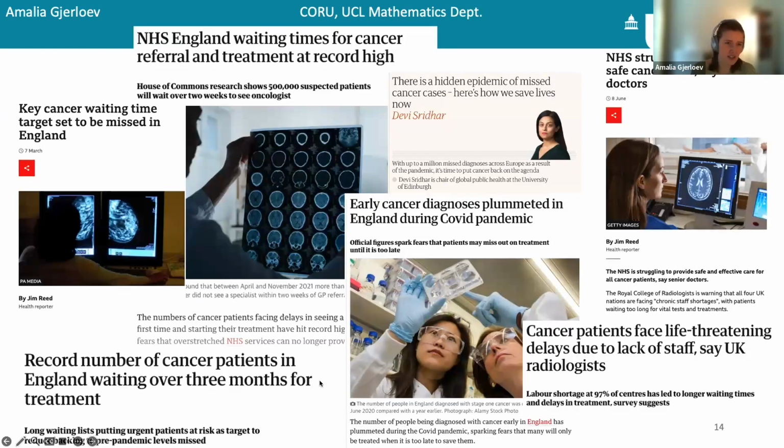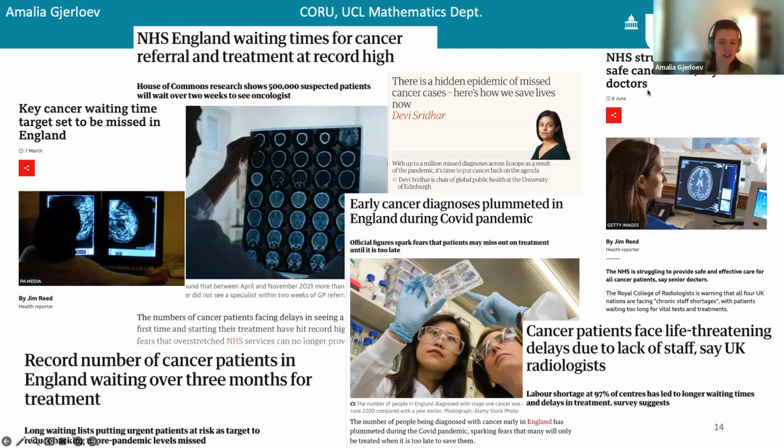All right, so as you know, in 2020, we had the COVID pandemic. But since then, you might have seen some of these articles come out in The Guardian or BBC. The NHS England waiting times for cancer referral and treatment are at a record high. Early cancer diagnosis plummeted in England during the COVID pandemic. The NHS is struggling to provide safe cancer care.